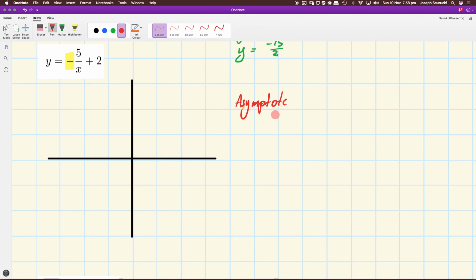So my asymptotes will be, again, x cannot equal 0, because if x were to equal 0, the whole thing would be undefined. And this 2 here tells me that my y is going to be shifted up 2. So it's going to be here. y equals 2. All right. What is this negative telling me? Well, normally I would draw it like this, wouldn't I? I would draw it like this.